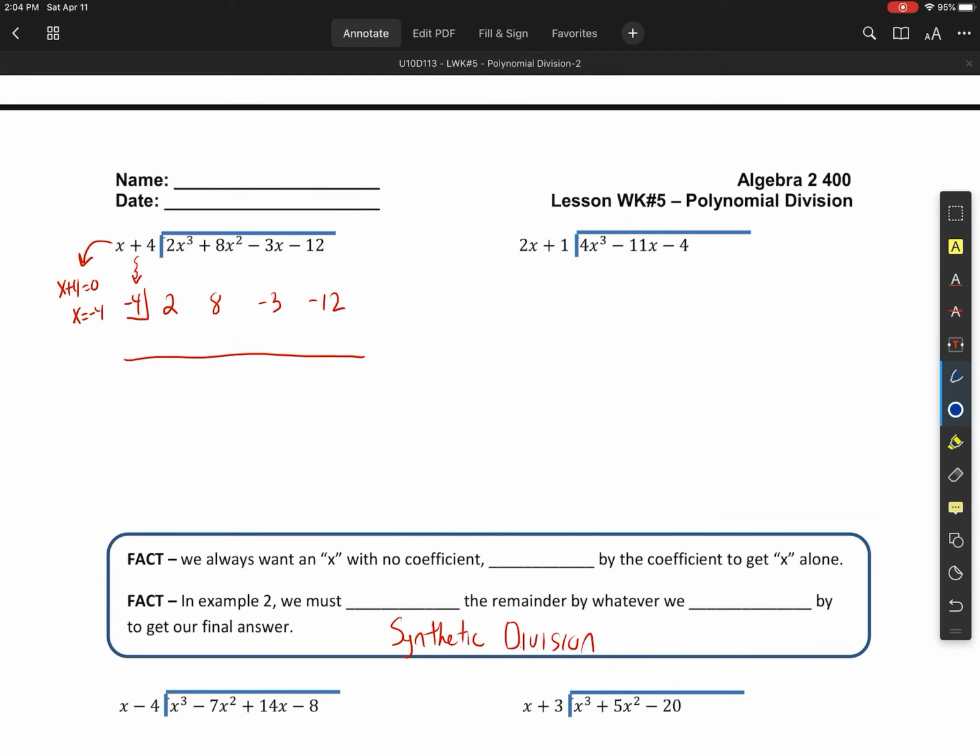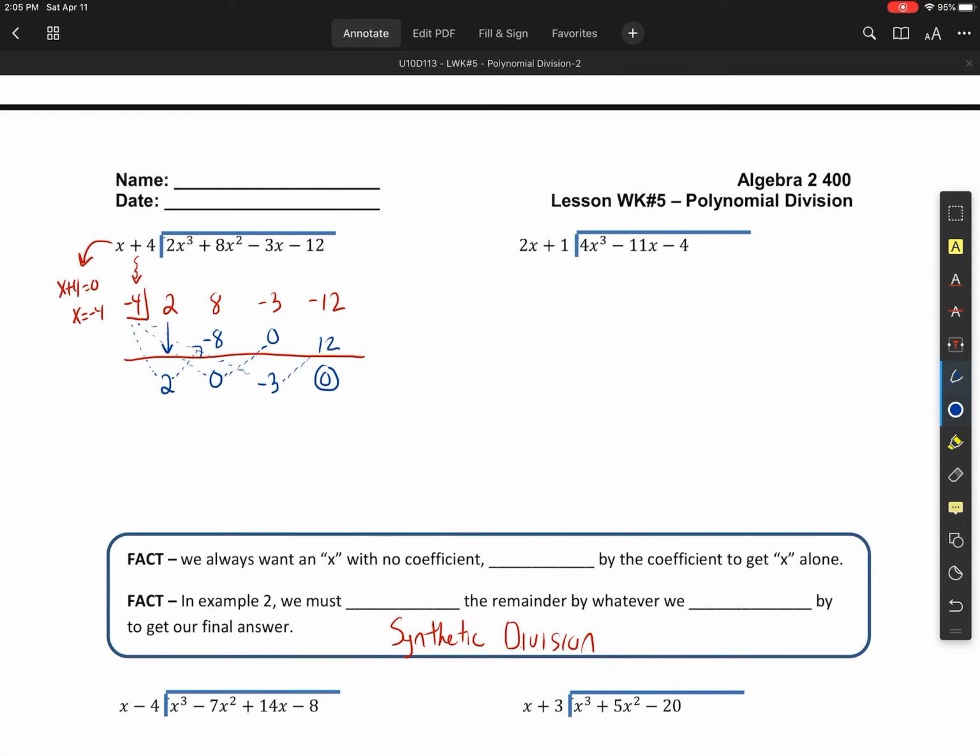All right, so here's our flow. First thing, we bring down the first number. So we bring down the 2. Now, negative 4 times 2 is negative 8. We add straight down to get 0. Negative 4 times 0 is 0. We add straight down to get negative 3. Negative 4 times negative 3 is positive 12. We add straight down to get nothing.